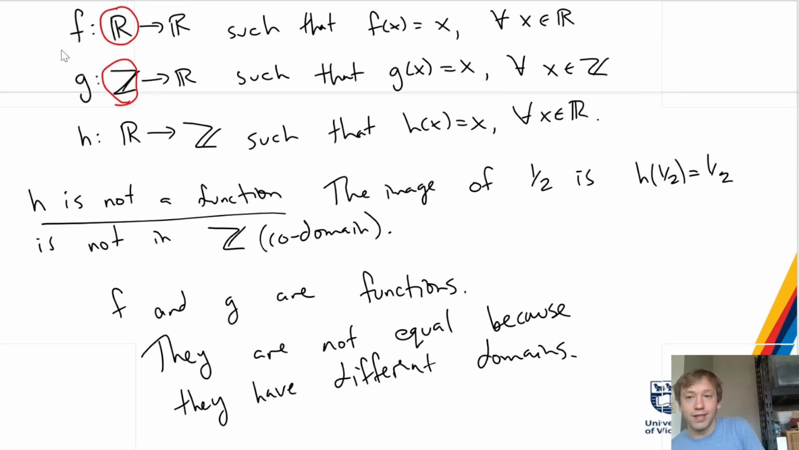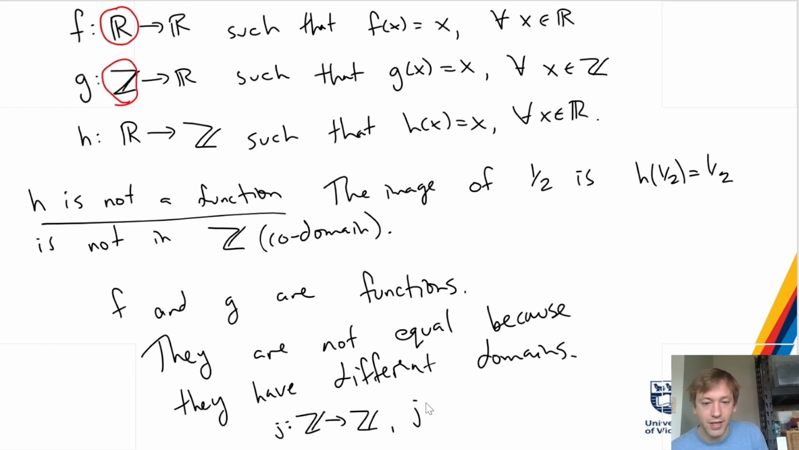Also, if I defined j to be the function from Z to Z, again by j of x equals x, j is not the same function as f, and j is also not the same as g because it has a different codomain from g. Okay, so this concludes this video, and I'll see you in the next one.